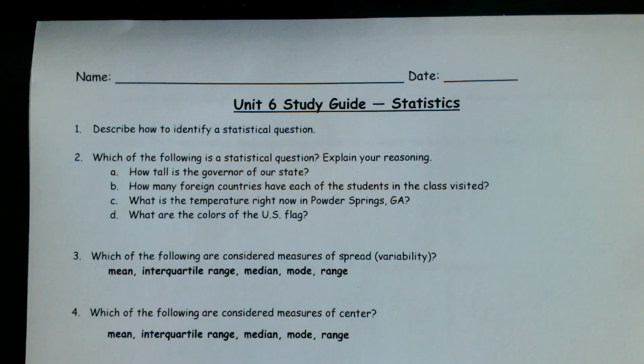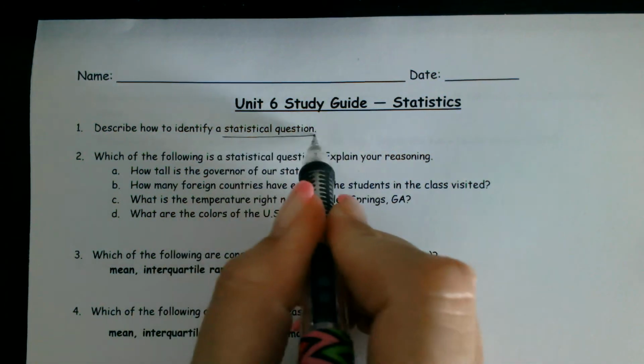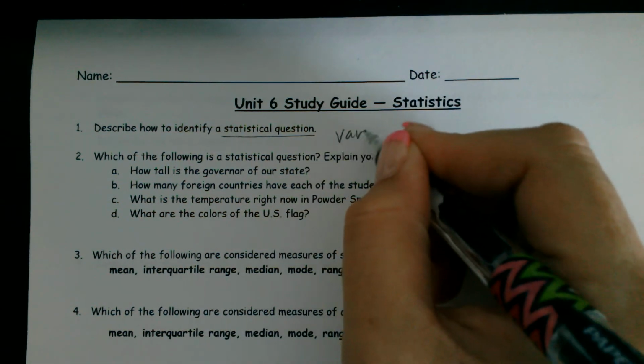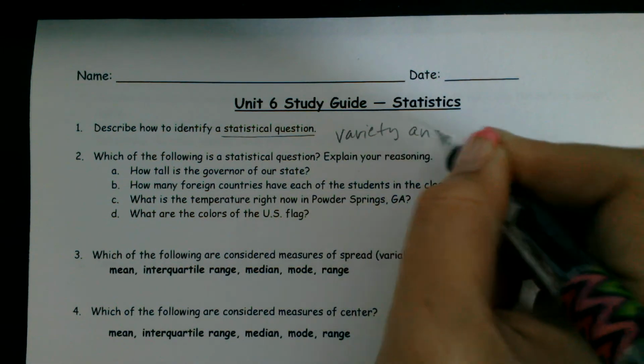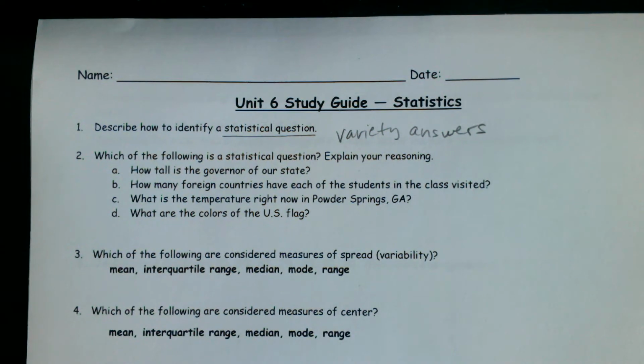I'm going to start with number 1. Describe how to identify a statistical question. Remember, if it needs to be statistical, you have to have a variety of answers. Okay? You can't go up to John and say, how many dogs do you have? Because John's going to tell you one answer. I can't go ask the question, how many classrooms are in Lovingood? Because I'm going to get one answer.